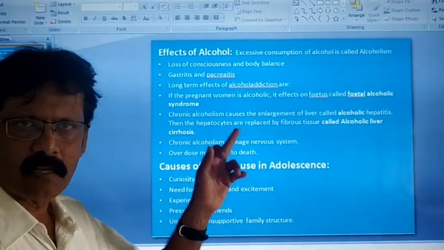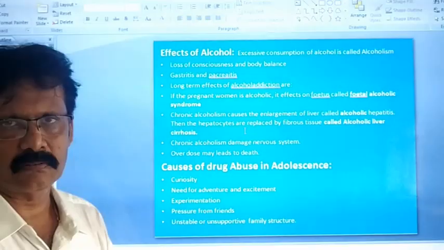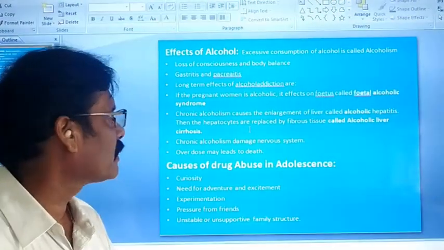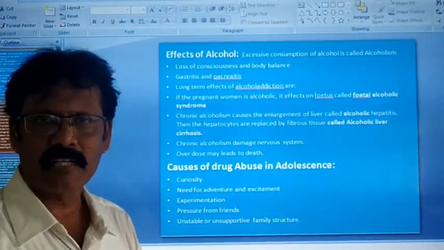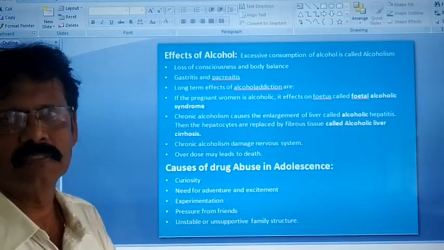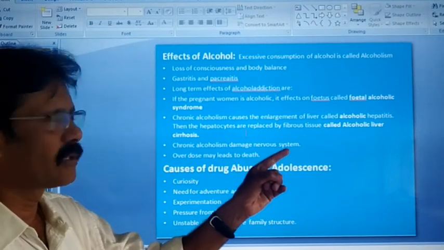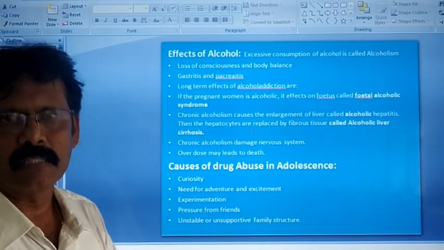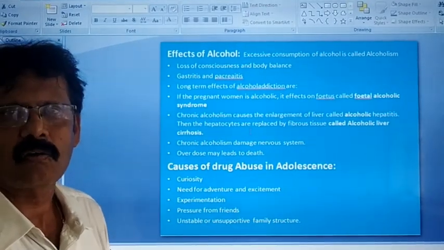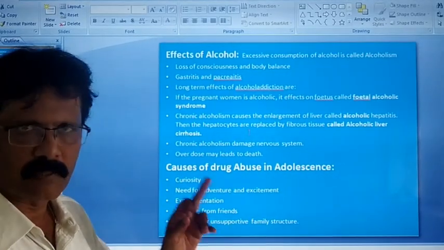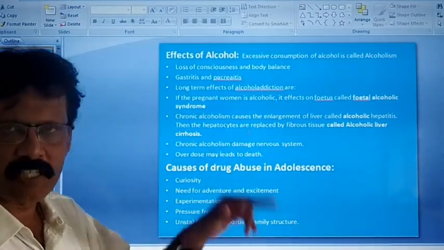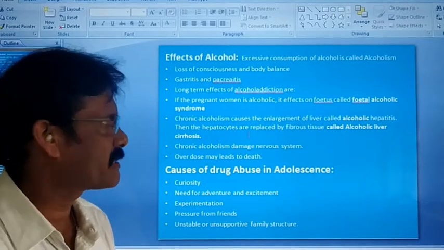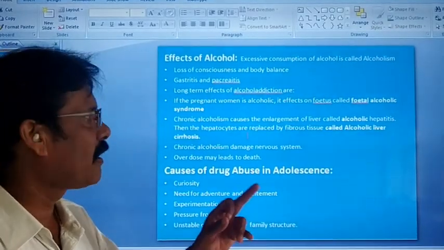The long-term effects of alcohol addiction are, number 1: if a pregnant woman is alcoholic, it affects the growth and development of the central nervous system of the developing fetus. That is called fetal alcohol syndrome.